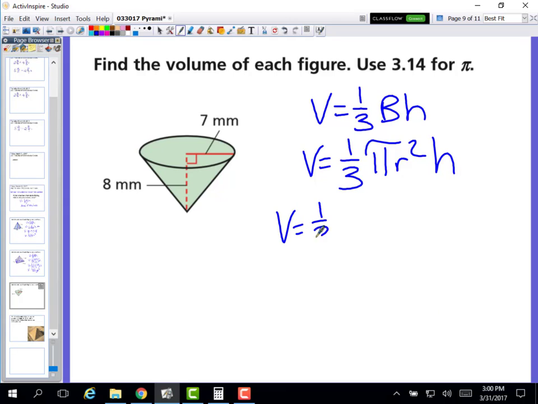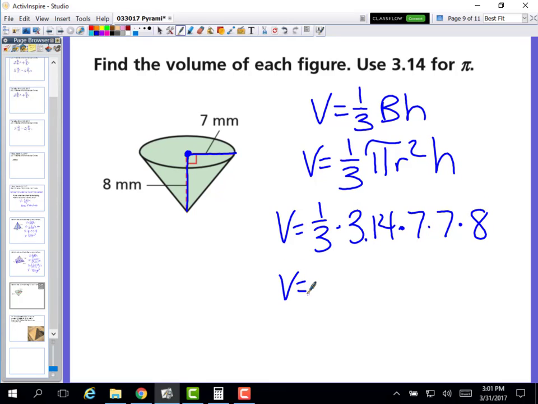Volume is equal to 1/3 times 3.14 times the radius. So I come over here to my circle, and the radius is from the center of the circle to the circle itself, which is 7. So if they gave you all the way across, you have to divide that by 2 in order to find a radius. And we have to write the radius twice, so 7 times 7 times, and then the height is from the center of that circle all the way to that vertex, which is 8.